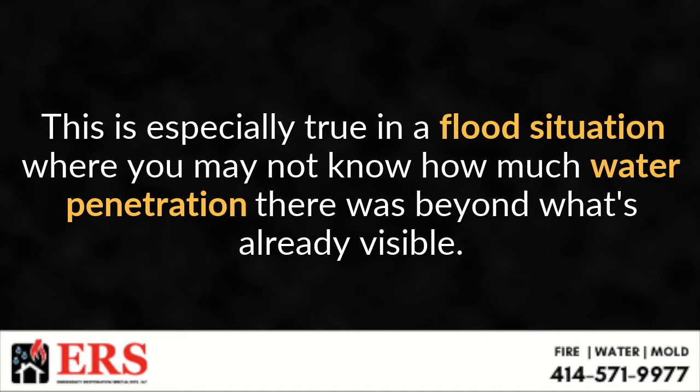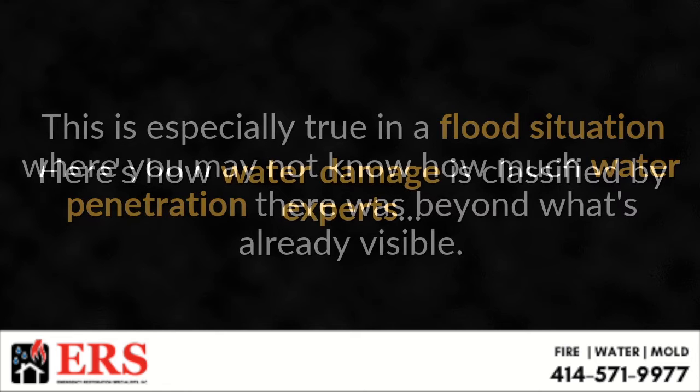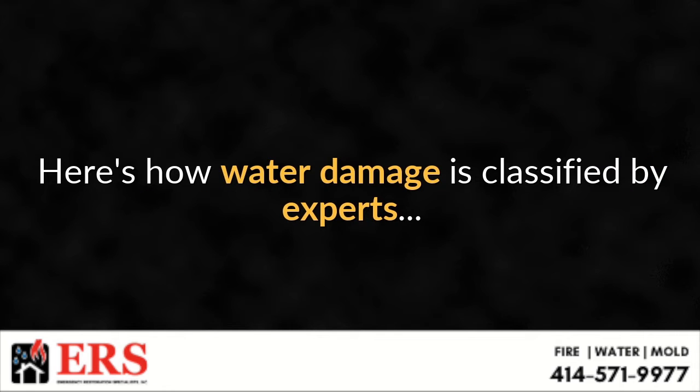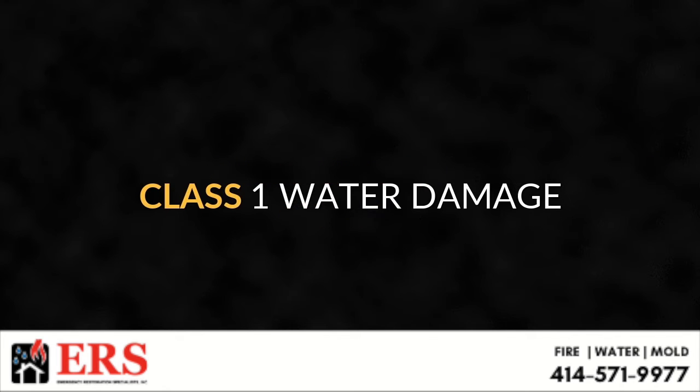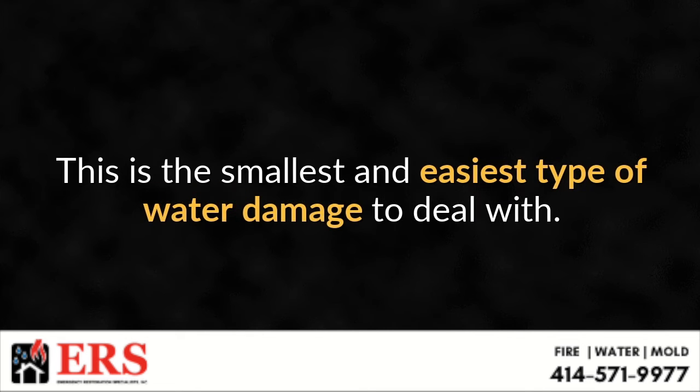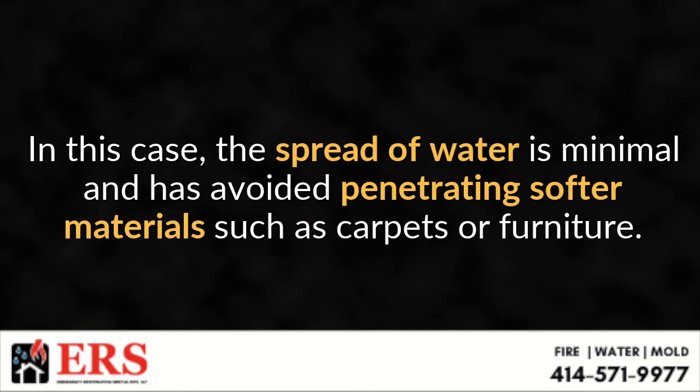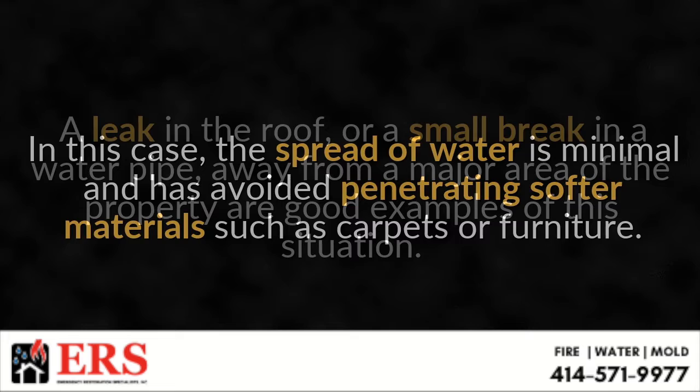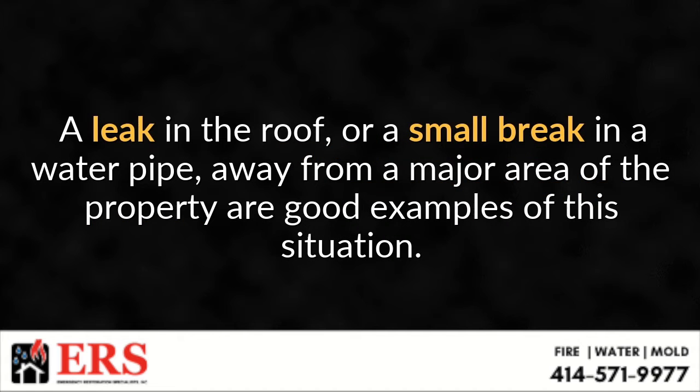This is especially true in a flood situation where you may not know how much water penetration there was beyond what's already visible. Here's how water damage is classified by experts. Class 1 water damage. This is the smallest and easiest type of water damage to deal with. In this case, the spread of water is minimal and has avoided penetrating softer materials such as carpets or furniture. A leak in the roof, or a small break in a water pipe away from a major area of the property, are good examples of this situation.